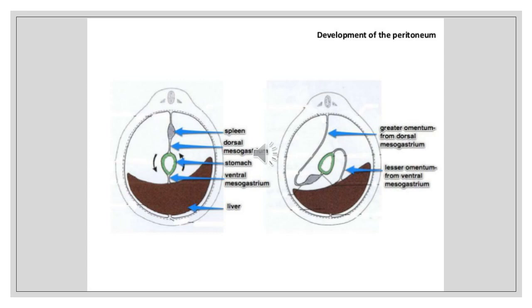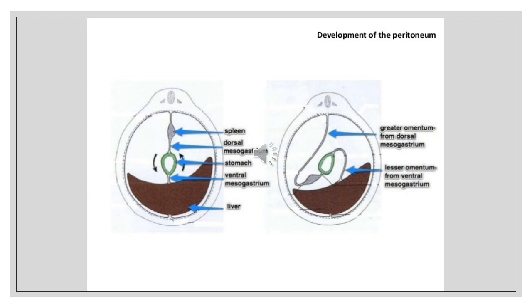The dorsal part of the ventral mesogastrium, on the dorsal aspect of the developing liver, forms the lesser omentum, which connects the lesser curvature of the stomach and the liver. So the ventral mesogastrium is divided by the developing liver into a ventral part and a dorsal part. The ventral part forms the ligaments of the liver, and the dorsal part forms the lesser omentum, which is attached to the lesser curvature of the stomach.